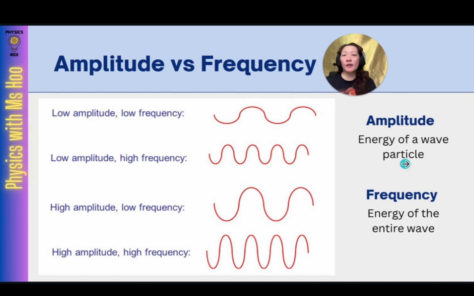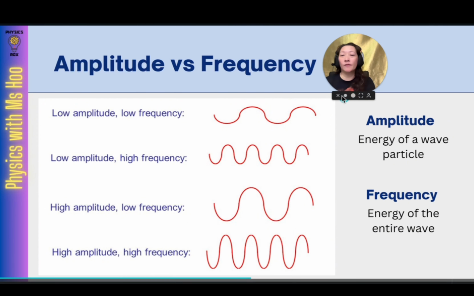So amplitude and frequency are independent of each other. Having a low amplitude doesn't guarantee that the frequency is low or high. And also the opposite is true. The frequency does not affect the amplitude in any way. So just because there's higher frequency doesn't mean that the wave will have a higher or lower amplitude.